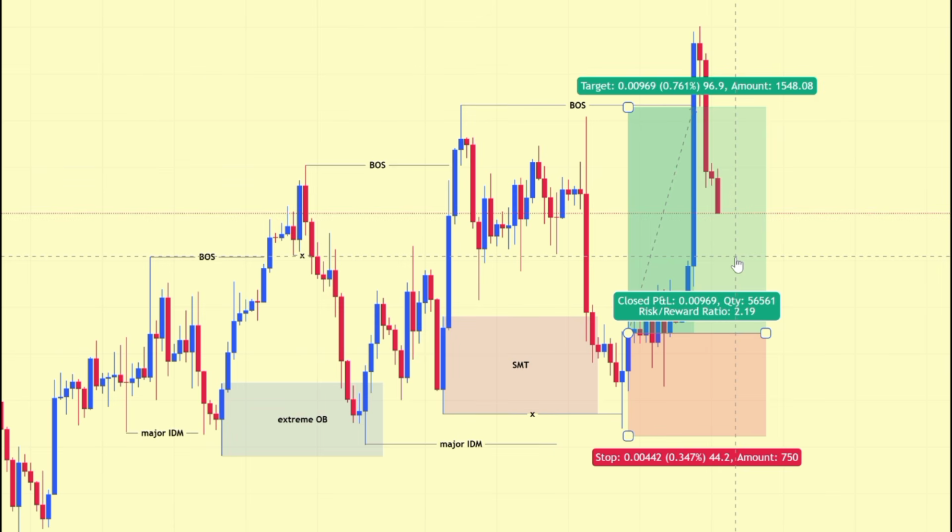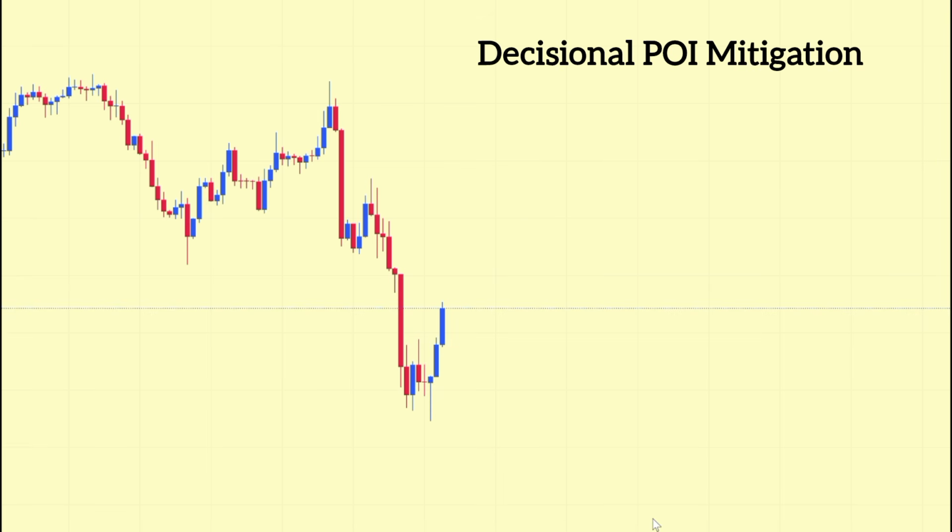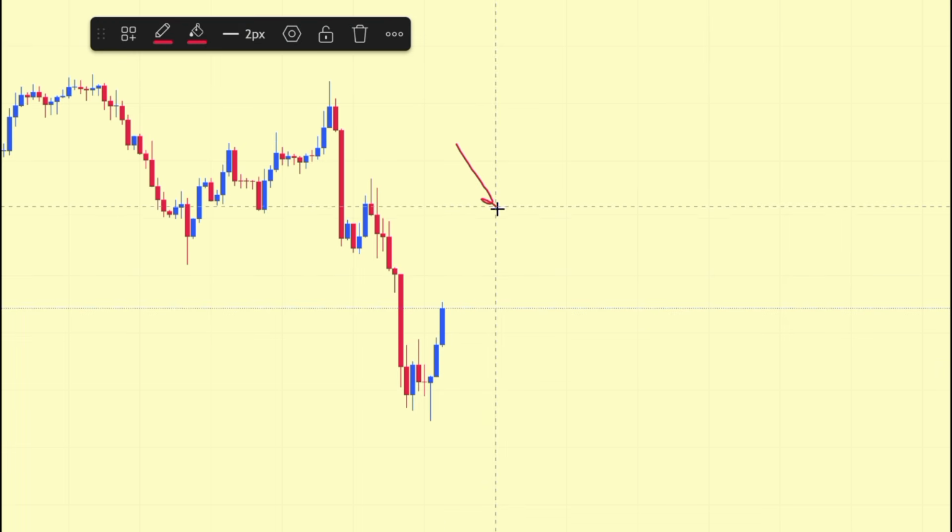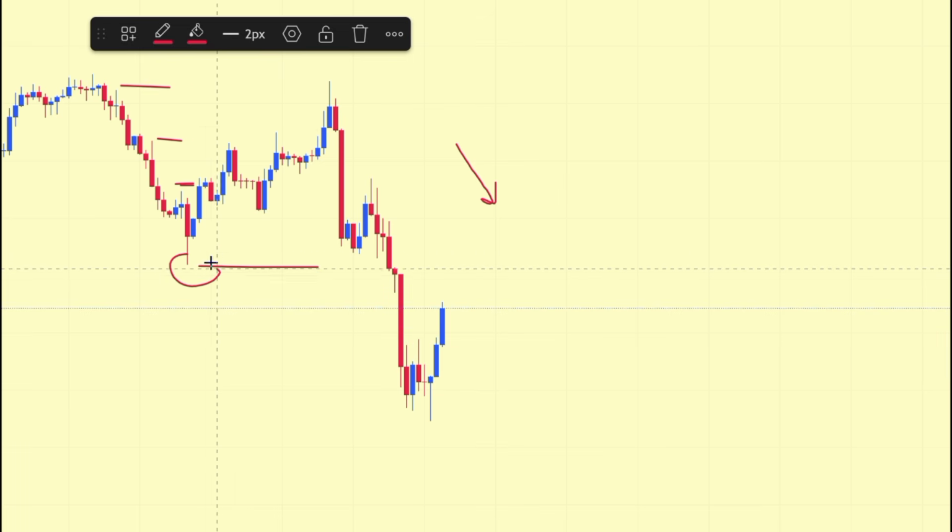And now let's get to the second entry module, and that is the decisional POI mitigation. Okay, so exactly right here, we can clearly see that we are bearish, confirmed by price taking out the major inducement exactly right there, additional buy side liquidity, and eventually reversing back and making a break past our external low. I mean, this one here, the previous external low, and that creates a bearish break of structure. This creates, of course, a new trading range ranging from that high all the way to this low.